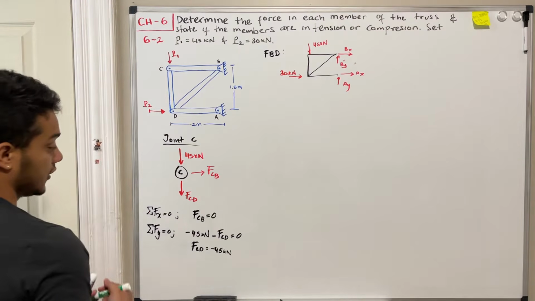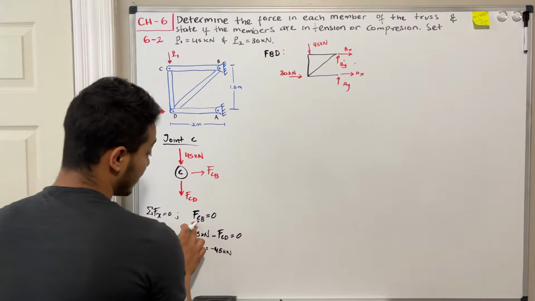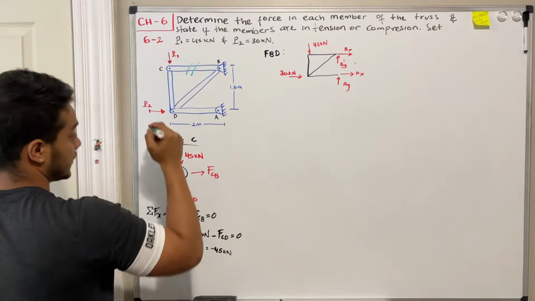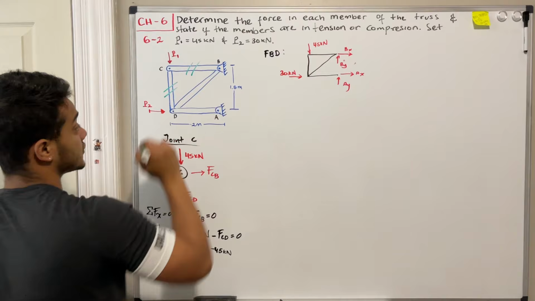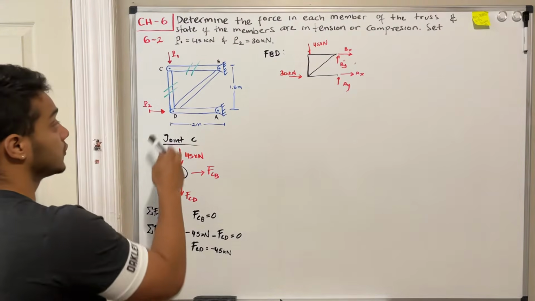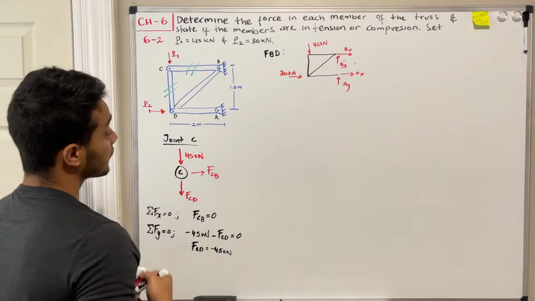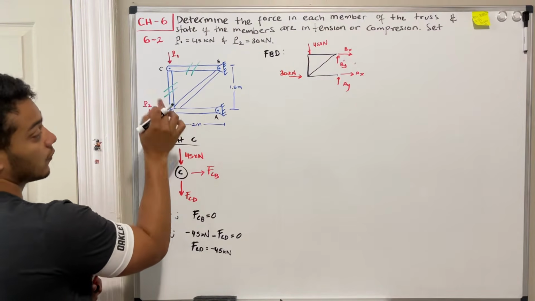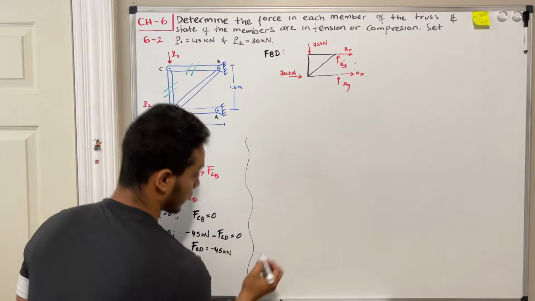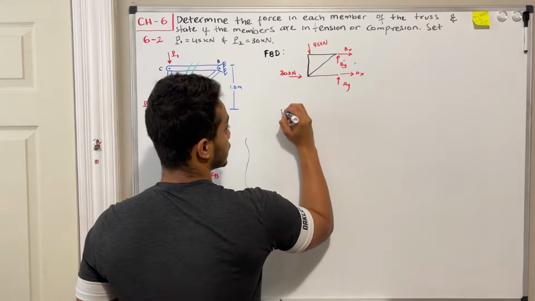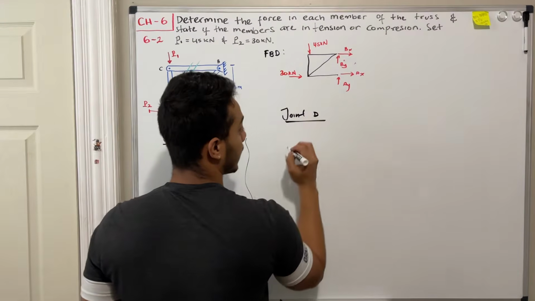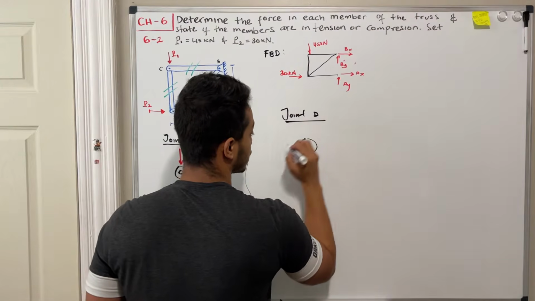So let's see. We figured out my member CB, so this one is done, and my member CD, so CD is done. In order to finish with our 4 members, we need to do DB and DA. So the best joint to do now will be joint D, okay? So let's separate our work over here, and we're going to do joint D, okay? So we draw our joint.